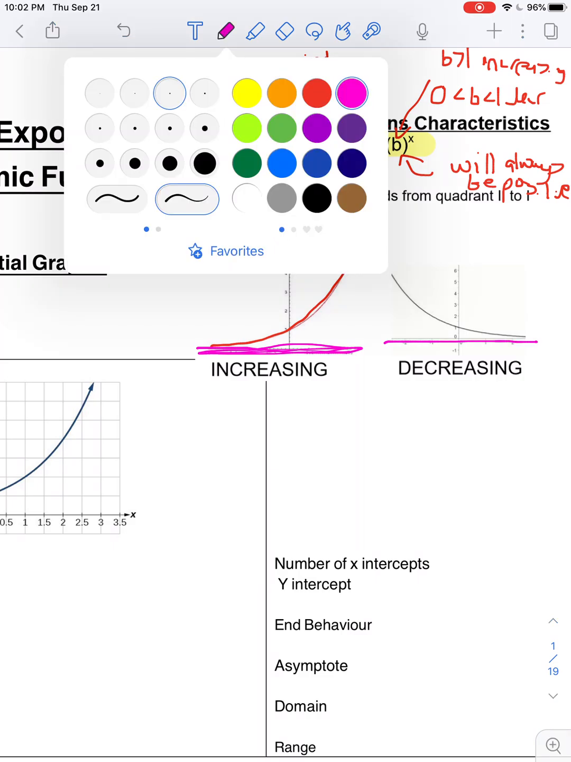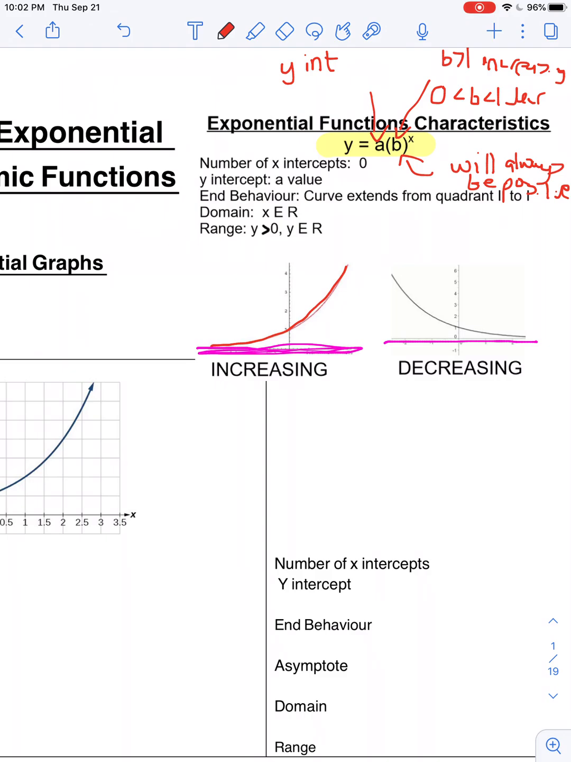And then you can see the first graph is increasing because it's going up from left to right, and the second graph is decreasing because it's going down from left to right. So the y-intercept is that a value. The end behavior is from quadrant 2 to 1, actually in both scenarios.